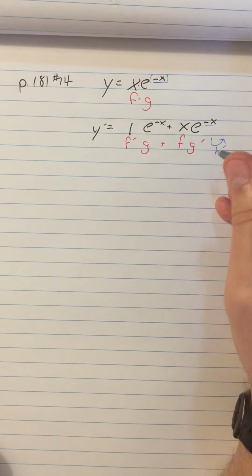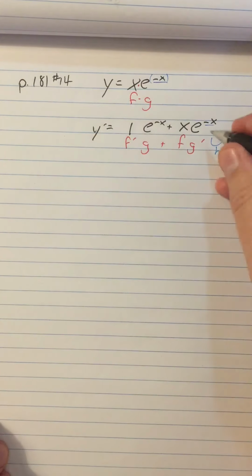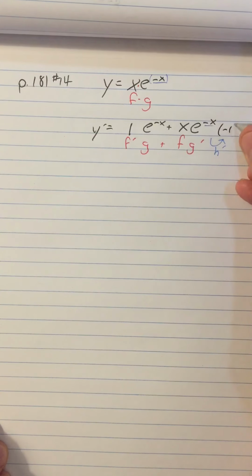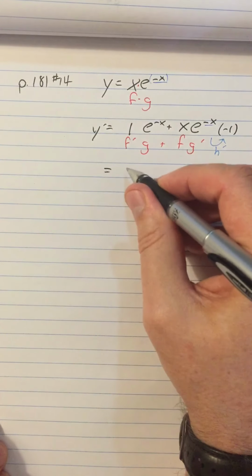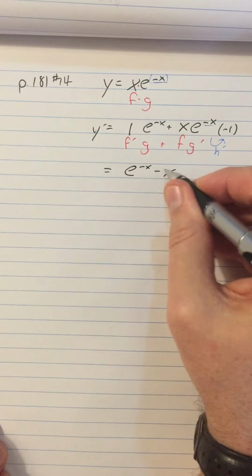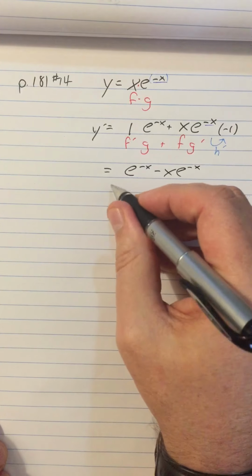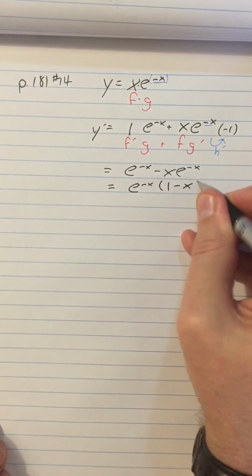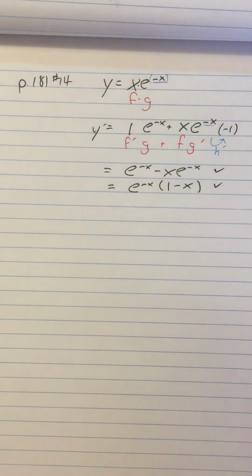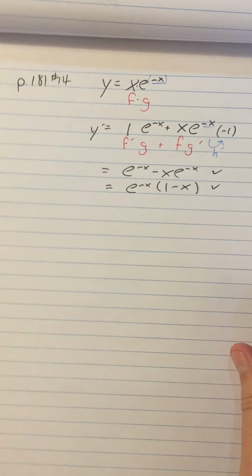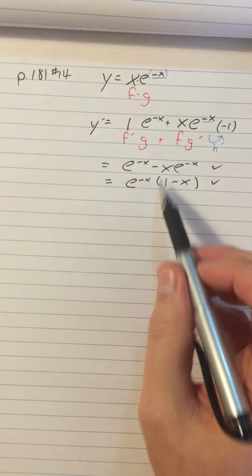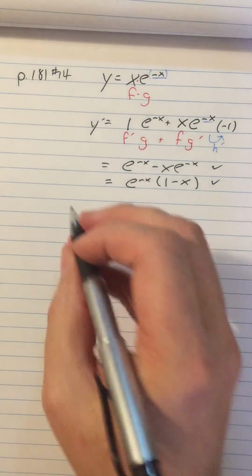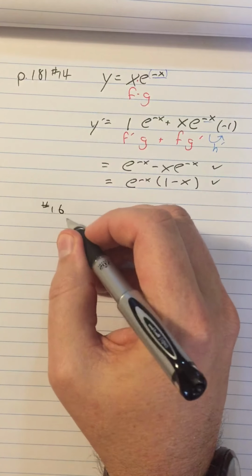Let's call it h prime to distinguish from the g prime. The derivative of negative x is negative 1. So what I have here is e to the negative x minus x e to the negative x. And you might want to consider rewriting that as e to the negative x times 1 minus x. These are both fine. But when you're doing multiple choice questions on the AP exam, you need to be able to recognize various forms of your answer. That's number 14. Let's look at number 16.